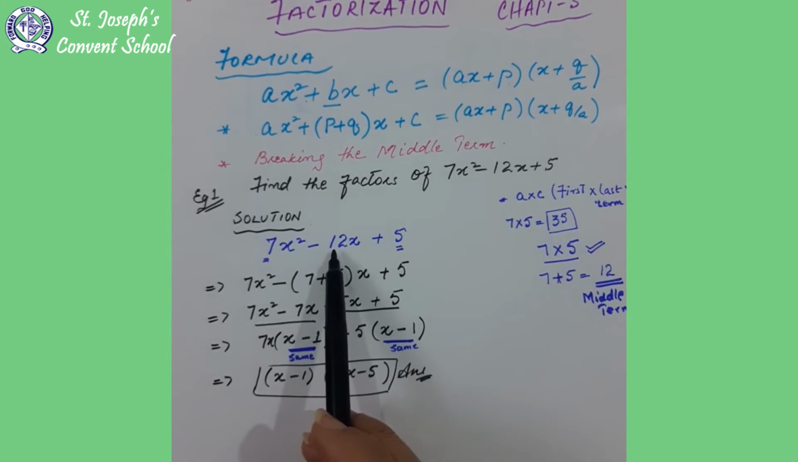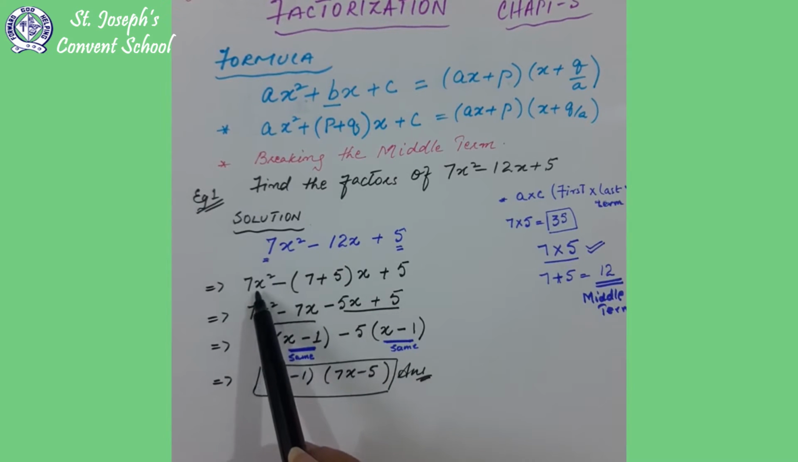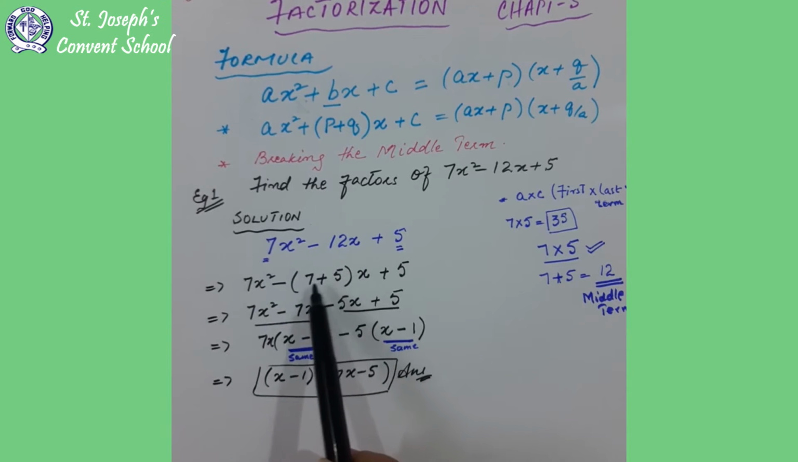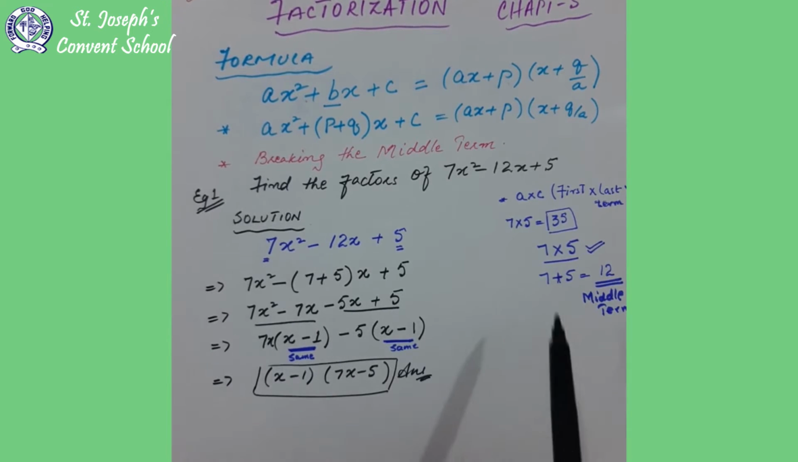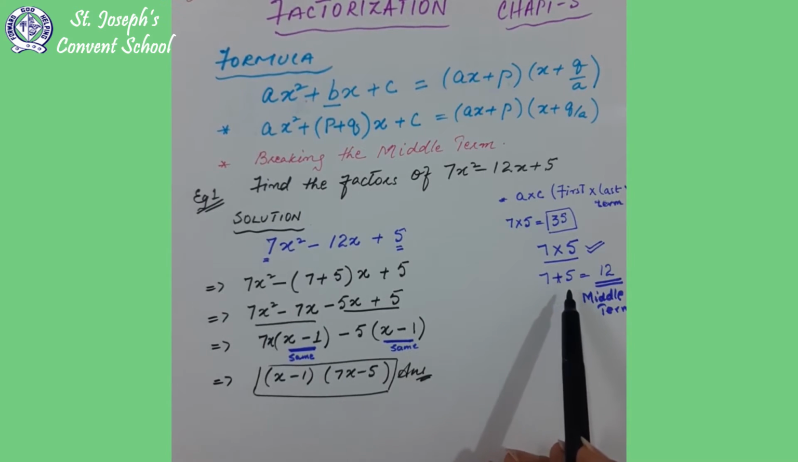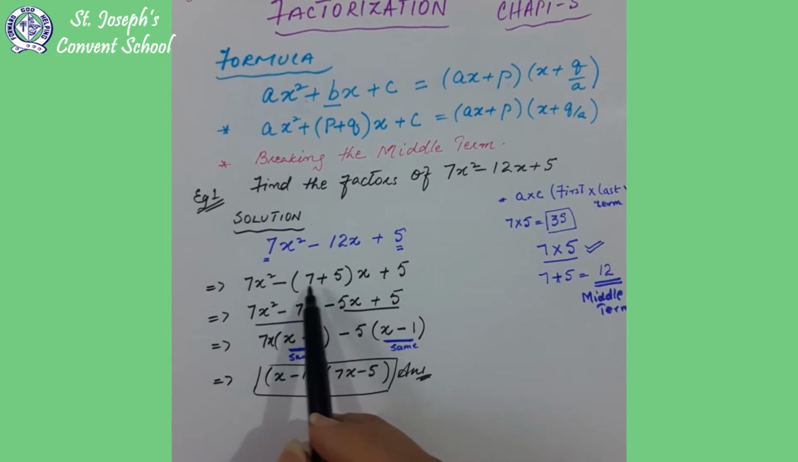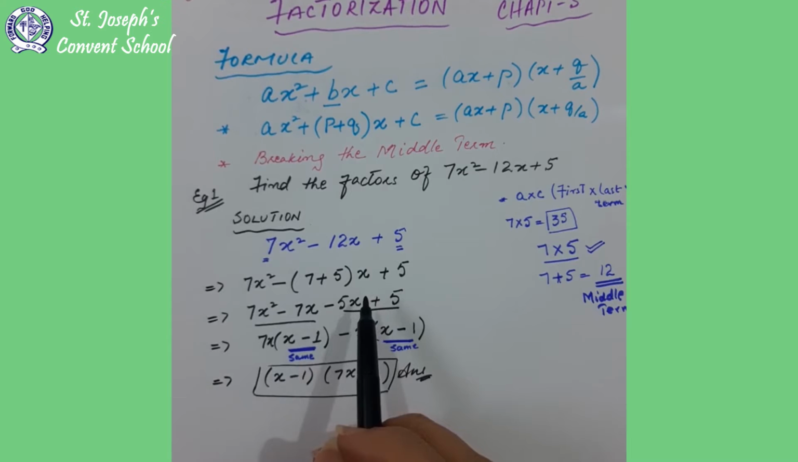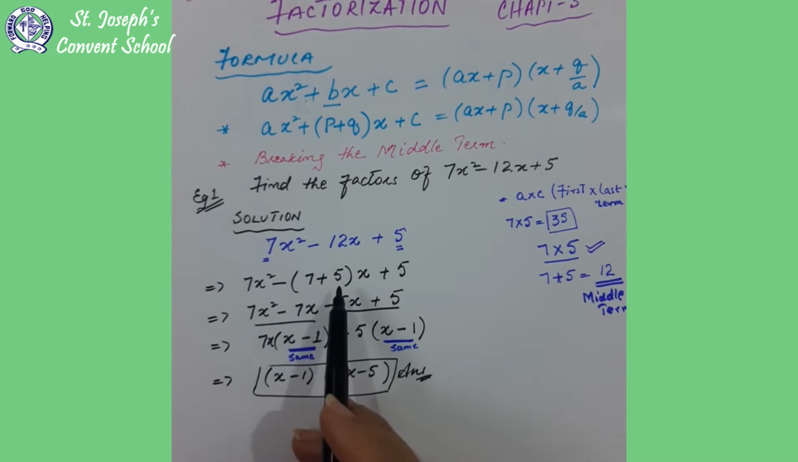So break the middle term. First term will remain as it is, minus sign. This 12 you have to break into two factors. Okay, those two factors are 7 and 5. Two factors are 7 and 5. 7 plus 5 you will write. Okay, so this is the required factor, two factors, and here you will check that two brackets are coming same or not.